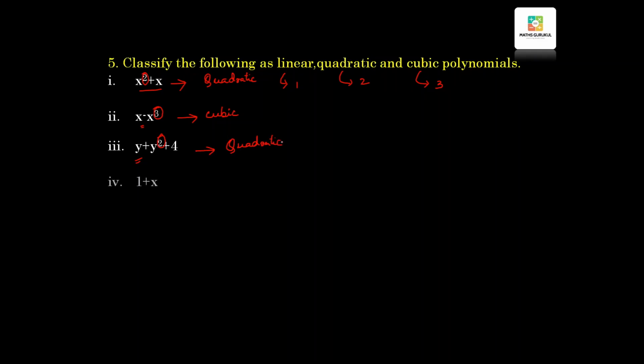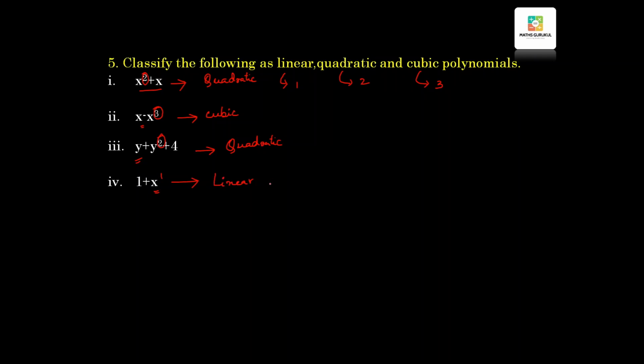In the next one, it is given 1 plus x. Now here also we find that there is only one variable, and that variable is x. And what is the highest power of x? The highest power of x is 1. Since it is 1, it can be called a linear polynomial.